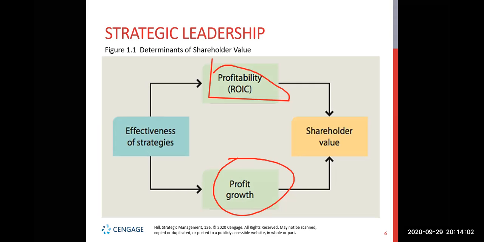For example, the comparative advantage of Apple, the comparative advantage of Microsoft over their rivals for a long period of time. So that is why their profitability increases and there is a growth in their profit as well. So what shareholders want to see and what managers must try to deliver through strategic leadership is profitable growth, that is high profitability and sustainable profitable growth. Sustainable profitable growth is that profitable growth which sustains over a period of time.